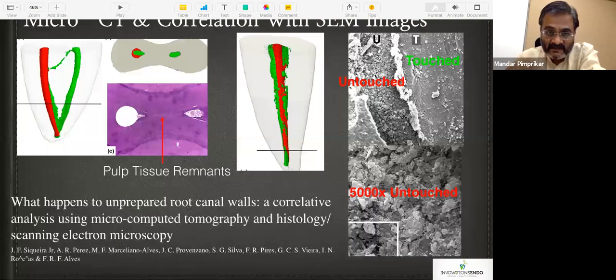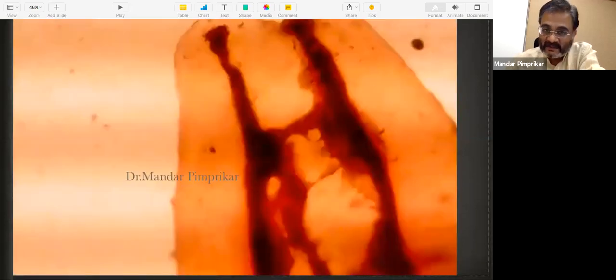Now this was another landmark study which showed us that the isthmuses are completely loaded with tissue or accumulated hard tissue debris. So the question is, can we do better? And the answer should be yes, because if you want to be predictable all the time and allow the lesions to heal, you have to incorporate these steps.